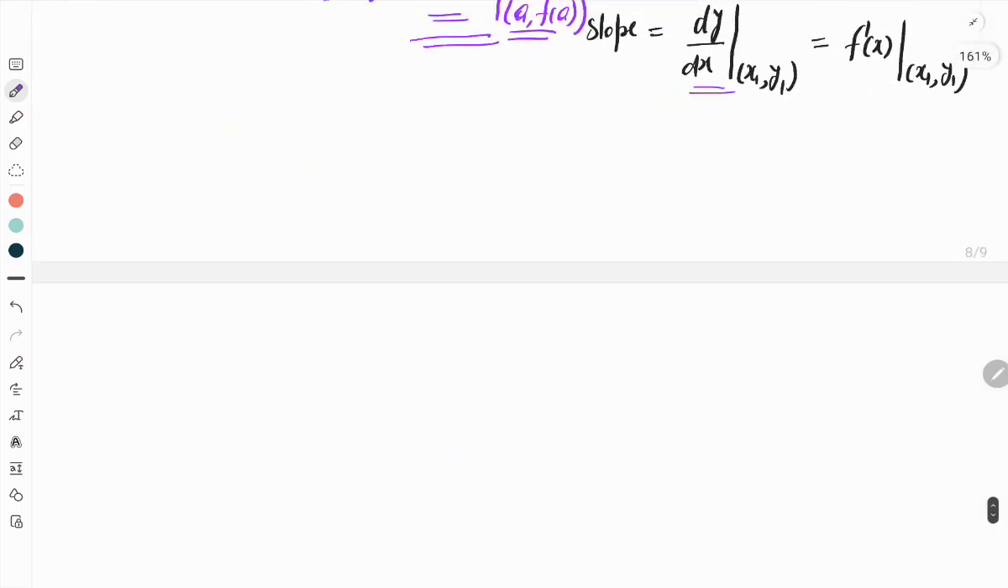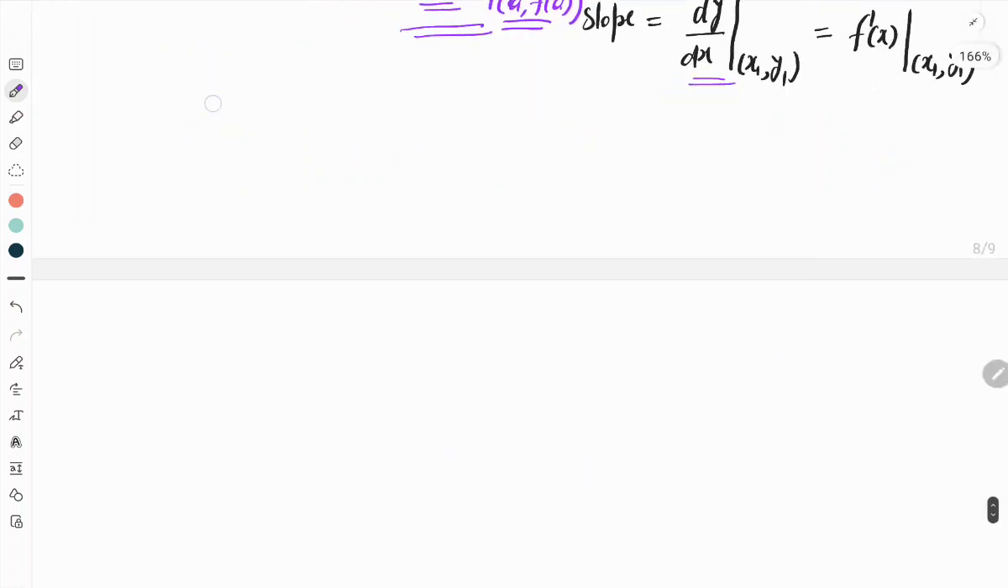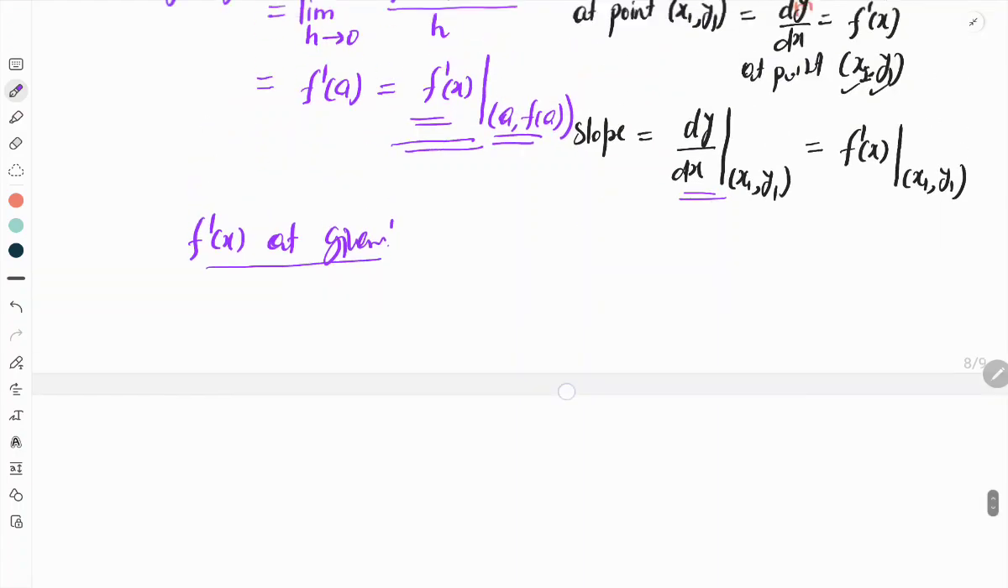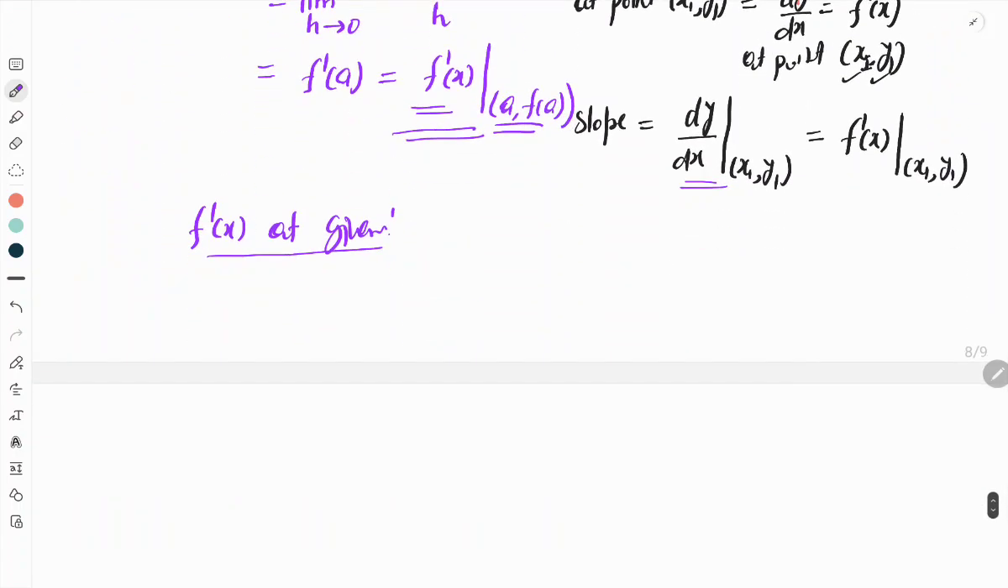If any curve is given to you, then you have to find f dash x at a given point, and over that one the slope will be known, and that slope will be of the tangent.